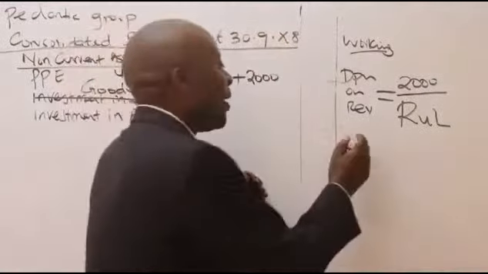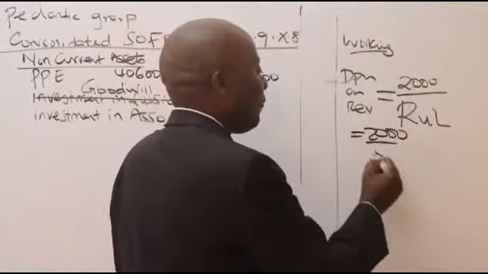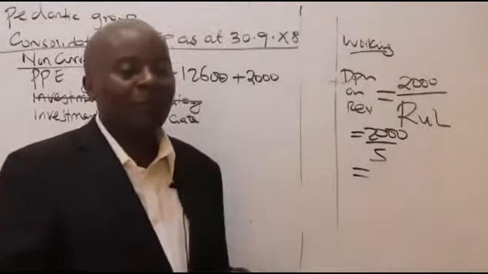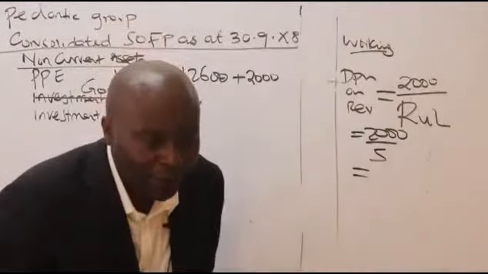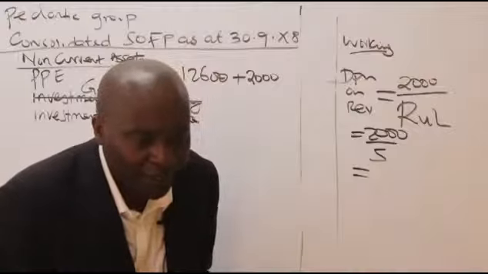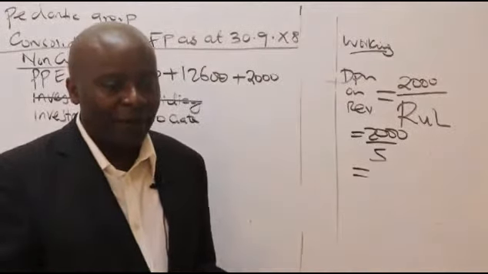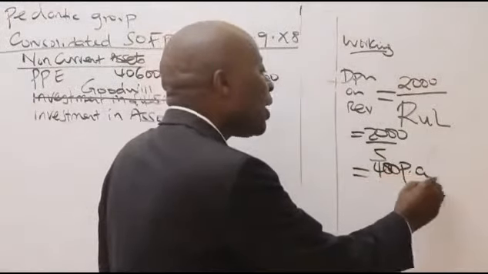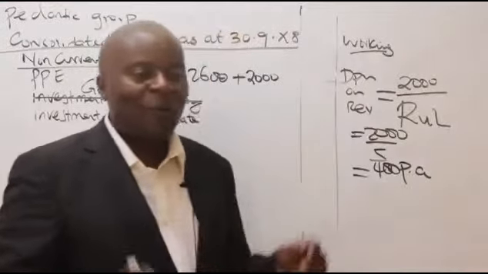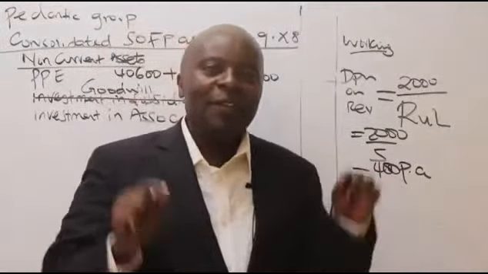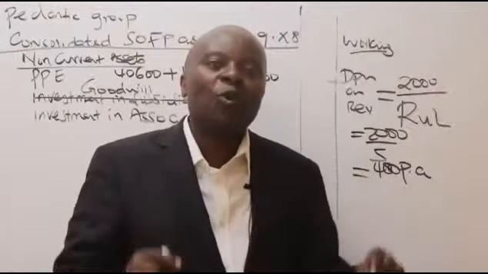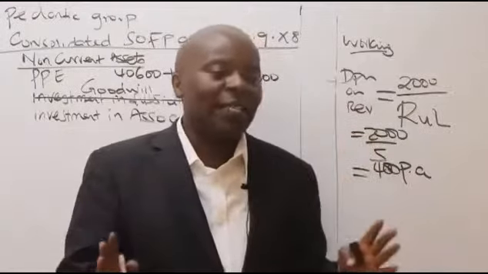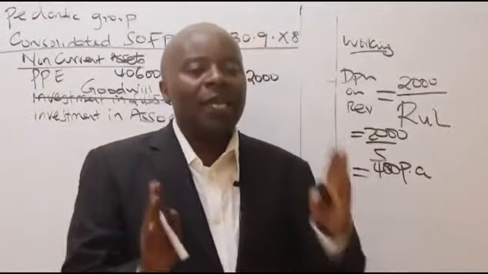We have here 2,000 divided by 5. So 2,000 divided by 5 gives me what, somebody? That's quite a huge figure. 2,000 divided by 5 gives me 400. Thank you very much. But you see, this 400 is per annum. And if you remember, for depreciation, we would want the total cumulative depreciation. For how many years have we stayed with this subsidiary?